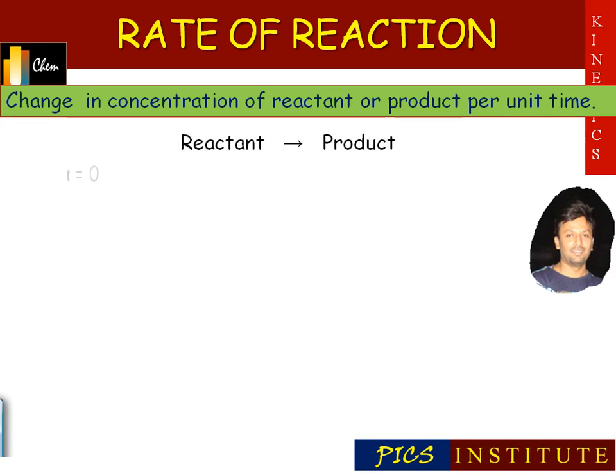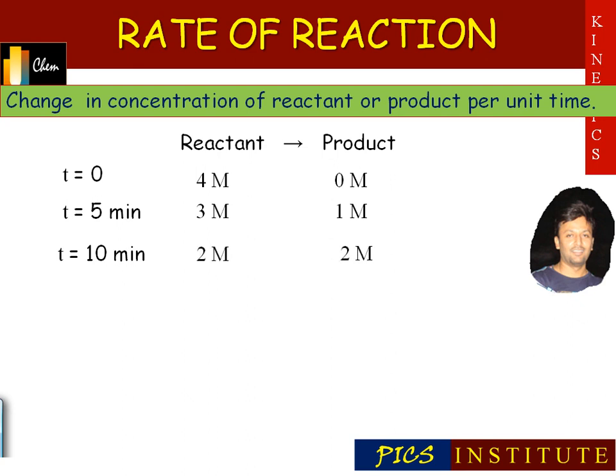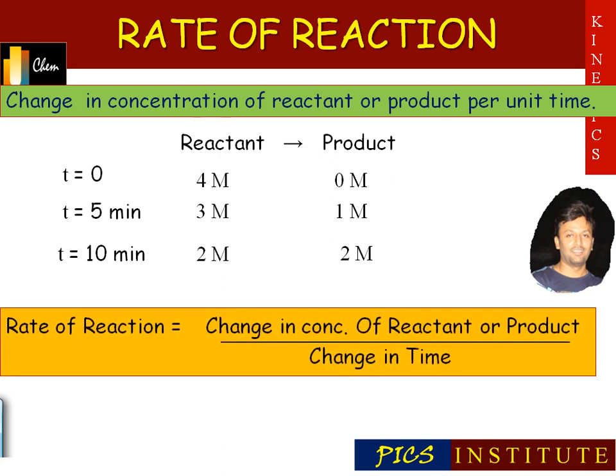For example, we have a reaction in which initial concentration of reactant is 4 molar and that of product is 0 molar. So we can say with the passage of time, the concentration of reactant decreases and that of product increases. So we can say change in concentration of reactant or product per unit time is called the rate of reaction.